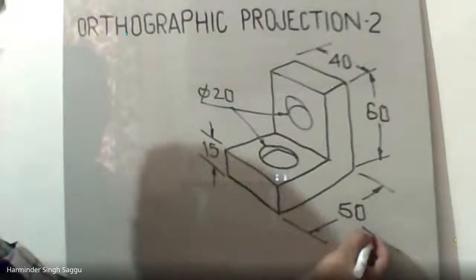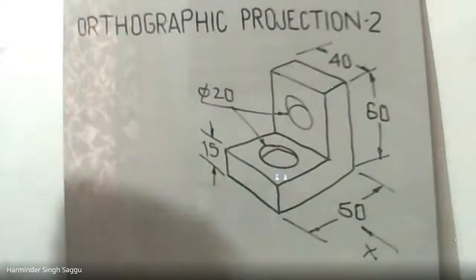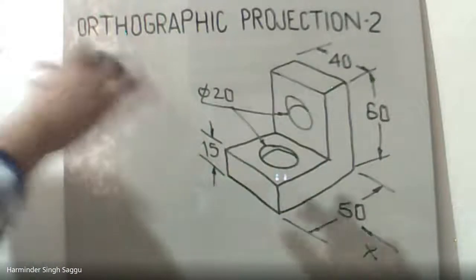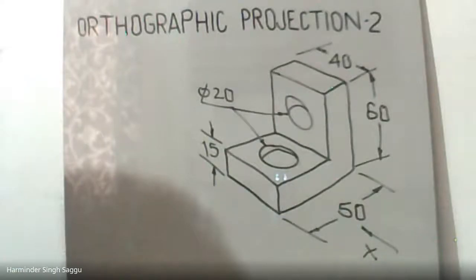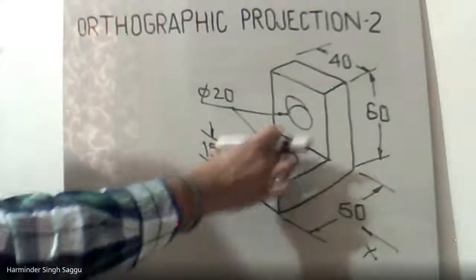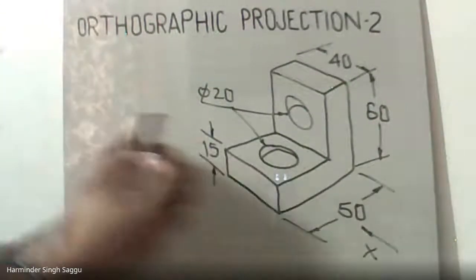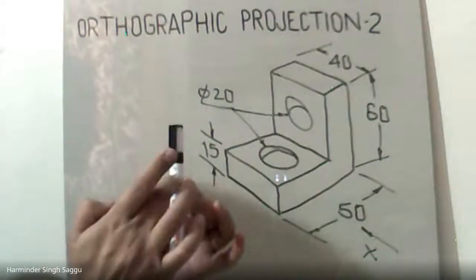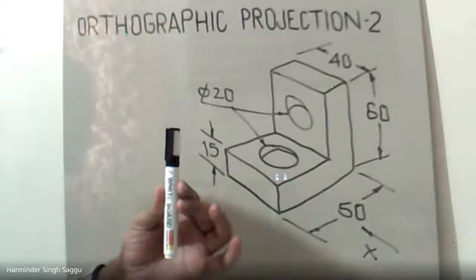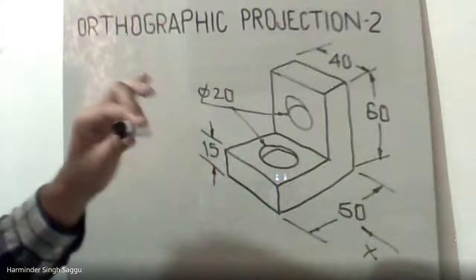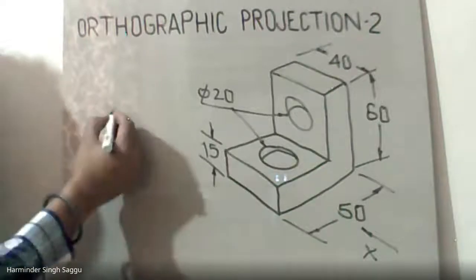This is its front. He will write front as X, simply with an arrowhead, or he will write an arrowhead with X or an arrowhead with front. Right, now there are two through holes. Now if you see this as a cylinder, this is its front view as a rectangle. The front view of any cylinder is a rectangle, and the top view of this is a circle. Right? If you draw the front view of any cylinder, it is like this.